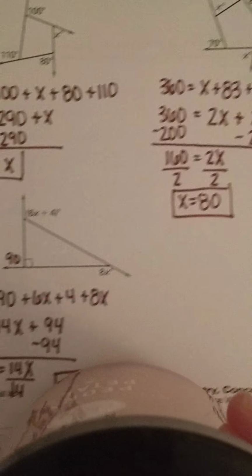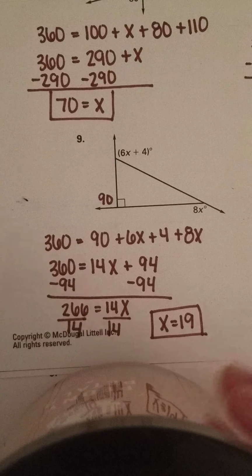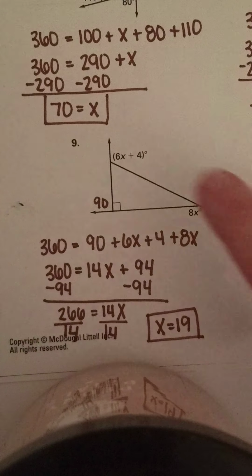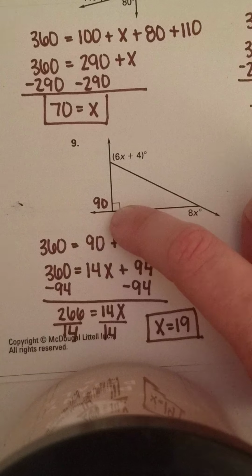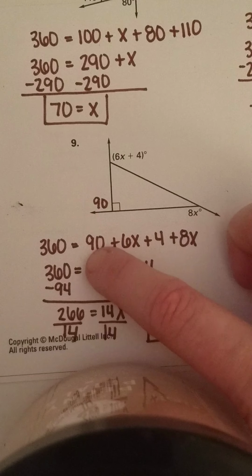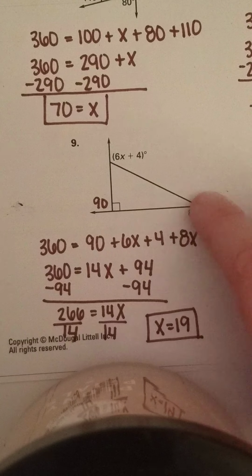Now we're going to come down to the last one right here, number 9. So all of the exterior angles equals 360. So now, since this one has a box means 90 degrees. So this is also 90 degrees right there. So I started with the 90. Then we have 6x plus 4, and then 8x.